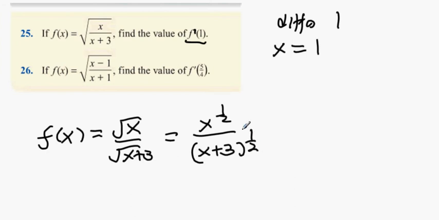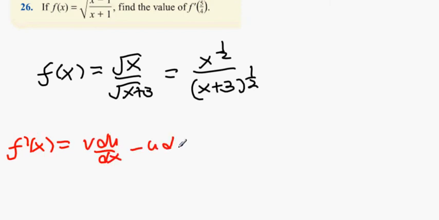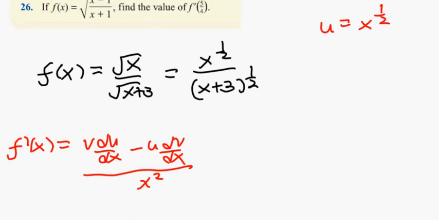Now that that's done, you're going to write down the quotient rule. f dash x, or dy/dx, equals v du/dx minus u dv/dx all over v squared. Okay? u is what? x to the power of a half. So, u is x to the power of a half.